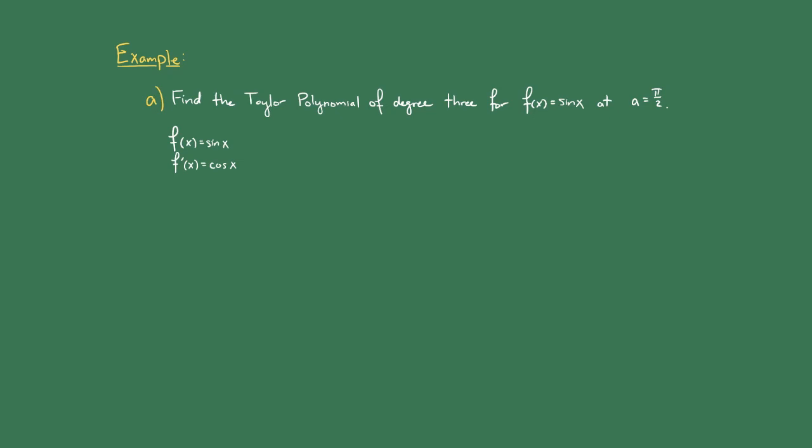Let's see some more examples using Taylor polynomials. First, let's find the Taylor polynomial of degree 3 for the function f of x is equal to sine of x at the point a equals pi over 2. In order to compute up to the 3rd order term, we will need to compute the first 3 derivatives of sine of x at pi over 2. So let's go ahead and do that. If f of x is equal to sine of x, then after taking 3 derivatives, we get that f prime of x is equal to cosine of x, f double prime of x is equal to negative sine of x, and f triple prime of x is equal to negative cosine of x.